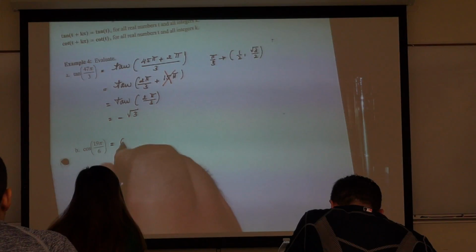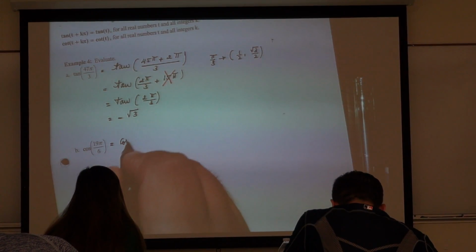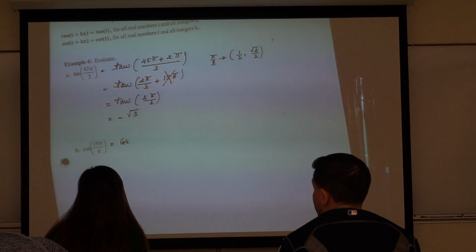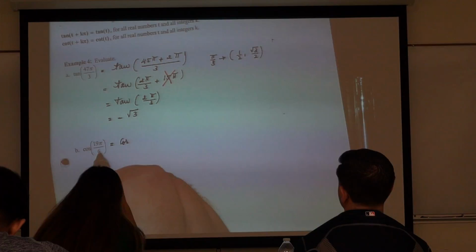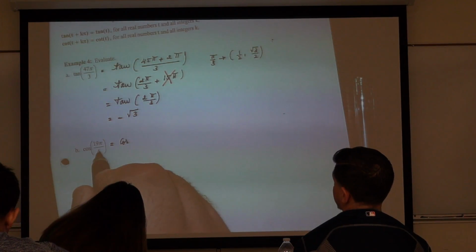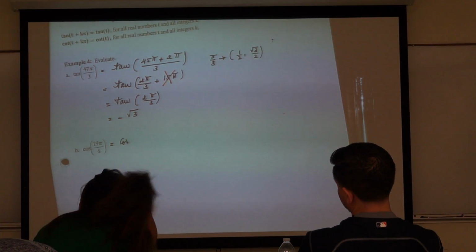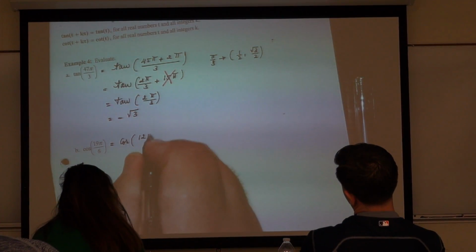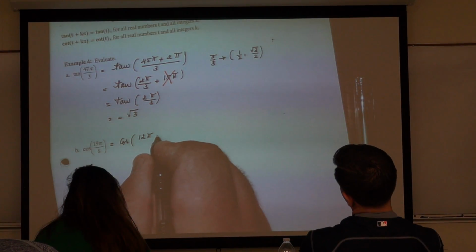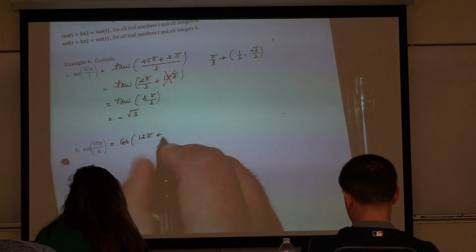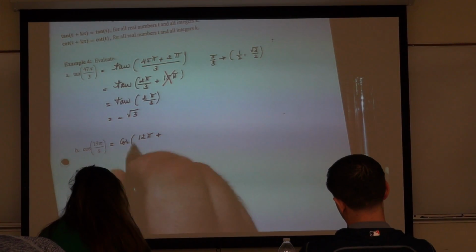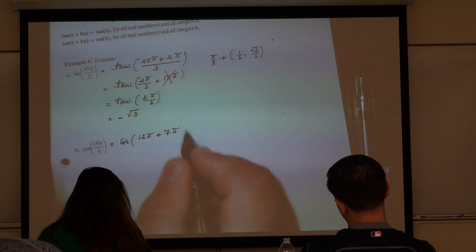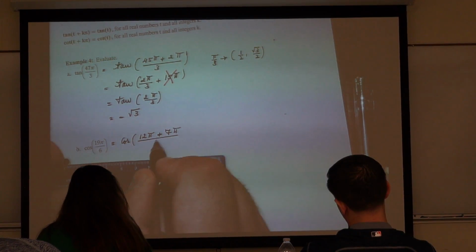Maybe write cosine of 19 pi. I need a multiple of 2 pi. What's a closer thing that's a multiple of 2 pi? 18? But 18 pi over 6, 18 over 6 is 3, right? That's not it. So 12, right? Yes. So I could just do cosine of 12 pi over 6 plus what? 12 plus what will give you 19? 7 pi over 6. Right.